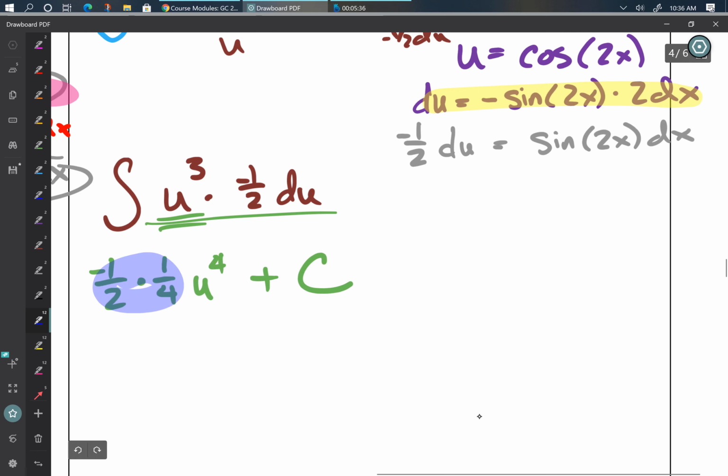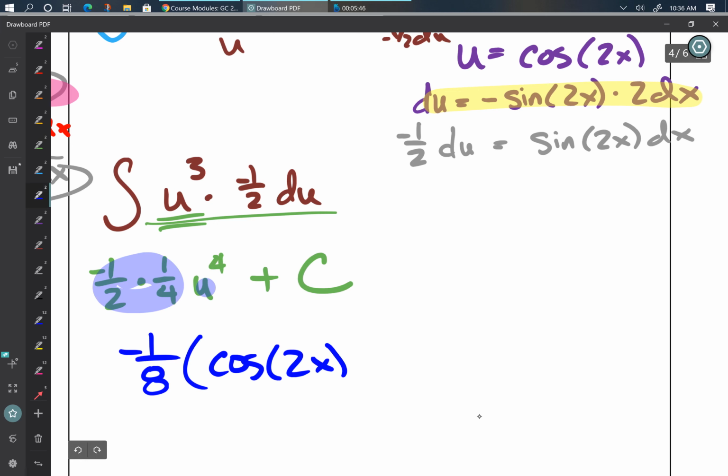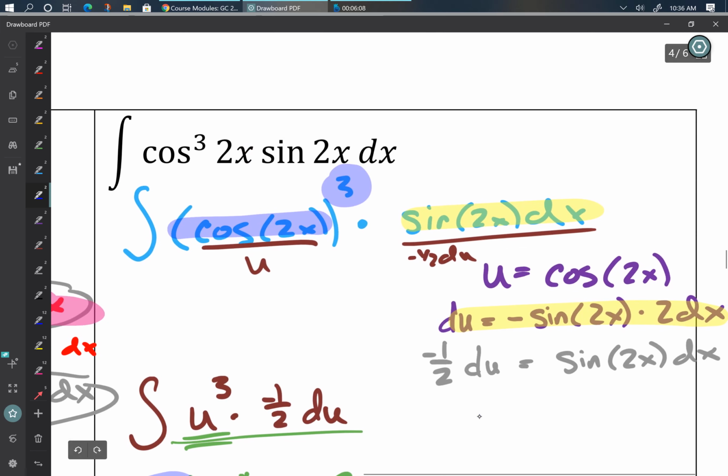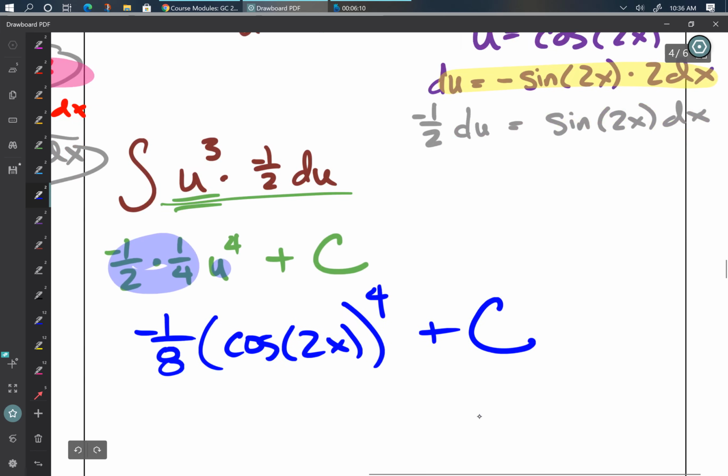I'll deal with this and with that. Negative 1/8 cosine 2x to the fourth power plus c. And again, like I said before, if you are at all concerned that maybe you've done this wrong and that maybe this isn't the right final answer for you, take the derivative of that blue line there, see what you get. You should get the original cosine cubed sine 2x business. Okay?